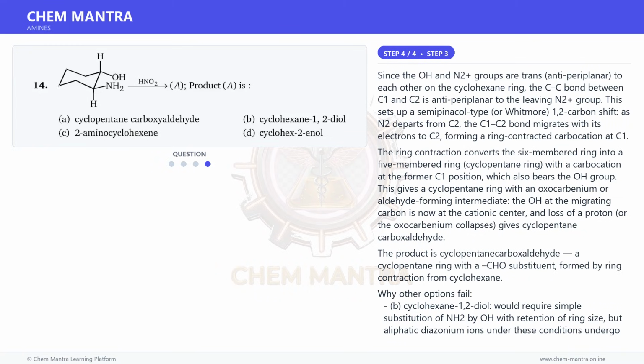Why other options fail? B. Cyclohexane-1,2-diol would require simple substitution of NH2 by OH with retention of ring size, but aliphatic diazonium ions under these conditions undergo rearrangement, not simple substitution. C. 2-aminocyclohexane would require elimination, not the observed rearrangement product. D. Cyclohex-2-enol, also an elimination product retaining the 6-membered ring, is inconsistent with ring contraction.